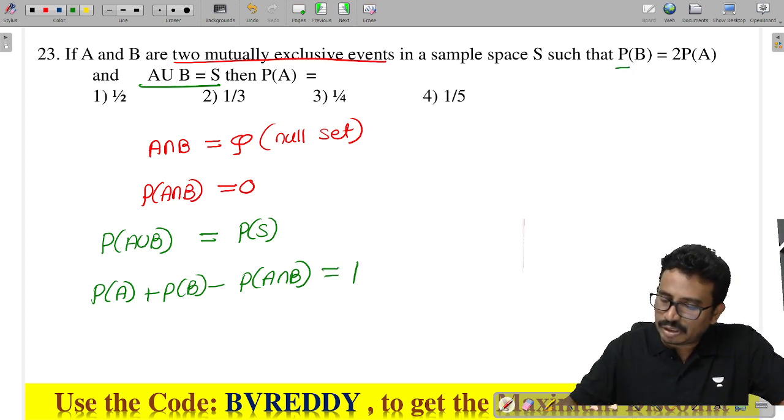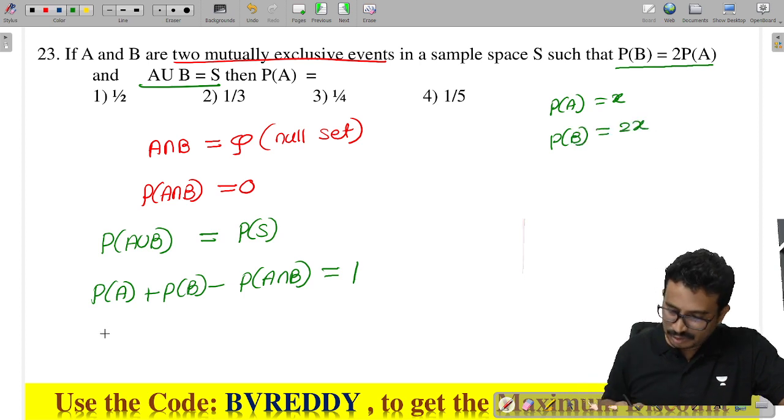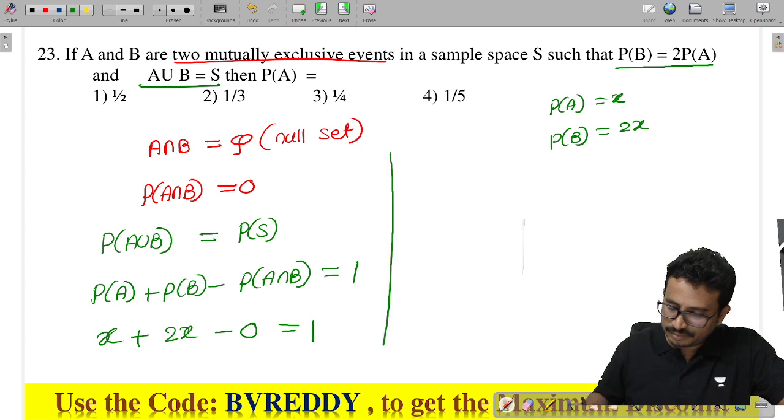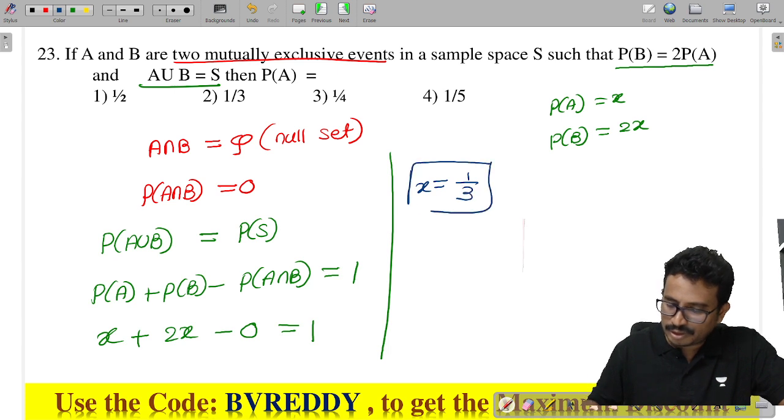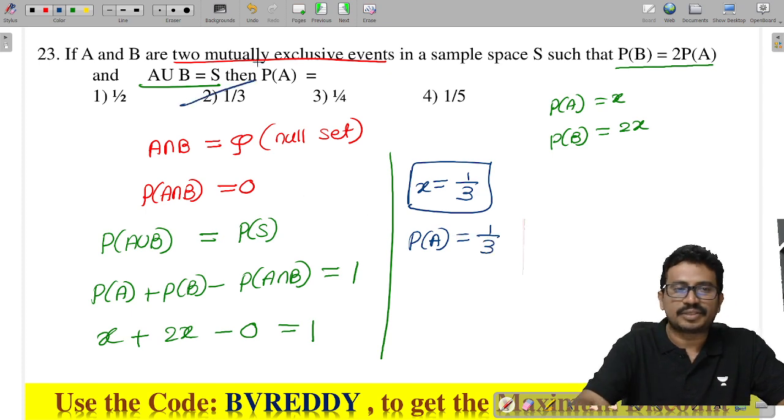They are given that P of B is equal to 2 times P of A. If I call P of A as X, then what is P of B? 2X. So P of A is X, P of B is 2X, intersection is 0, which is equal to 1. So that means X is equal to 1 by 3. What is X? Nothing but P of A. They are asking to find P of A only. So the answer is 1 by 3.